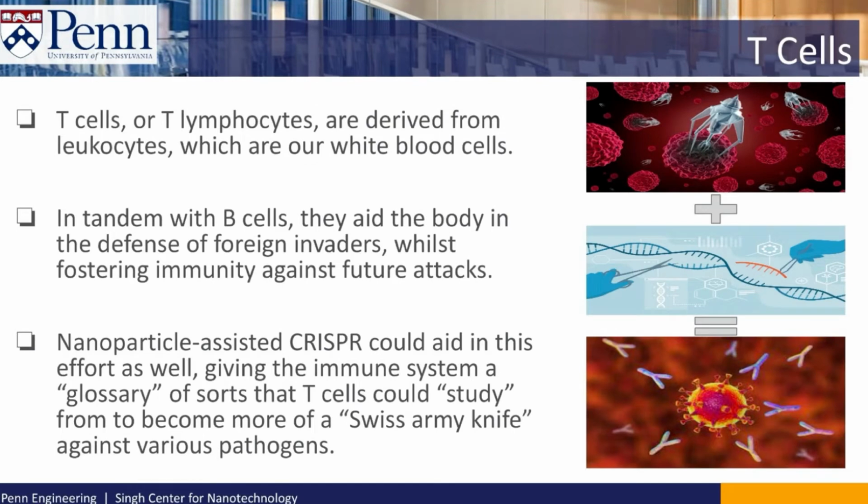And then you have T cells or T lymphocytes, which are derived from leukocytes, an alternative name for white blood cells. T cells and B cells also work in tandem with one another to help foster immunity against foreign invaders such as the antigens I just mentioned.